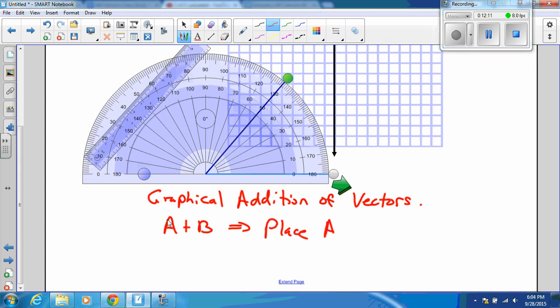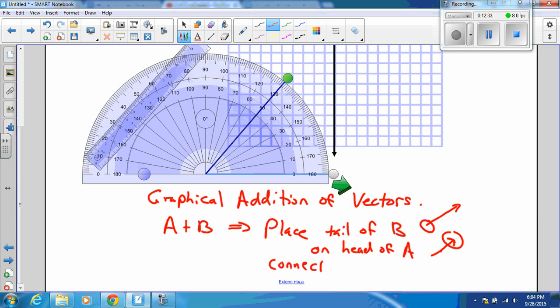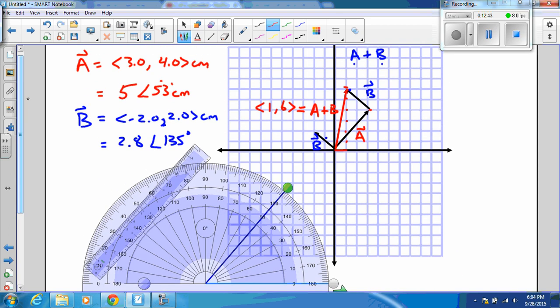In order to add vector A plus B, we're going to place the tail of B, the tail is the back end right here, on the head of A. So the head of A is the arrow. And then we're going to connect. So our phrase for addition is head to tail.